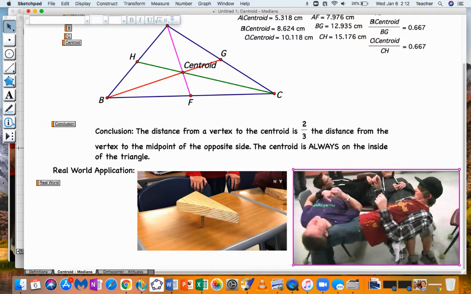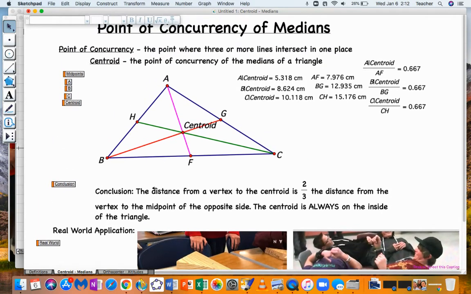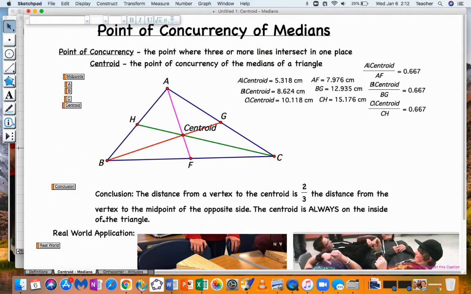So if you plan on being an engineer, this is not the last time you're going to hear the word centroid, whether it's mechanical engineering or others. So there's a real world application of what a centroid is actually used for. Okay, so just to understand, the centroid comes from the intersections of the medians.